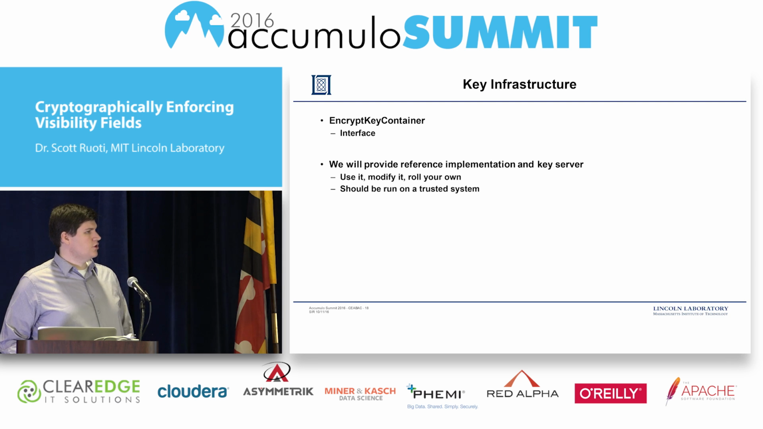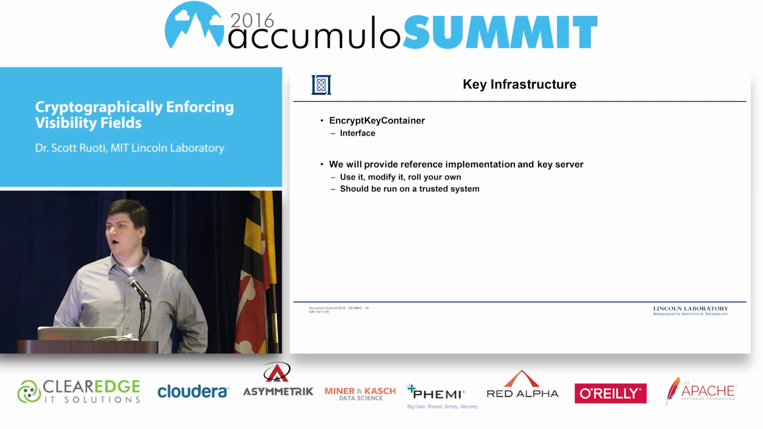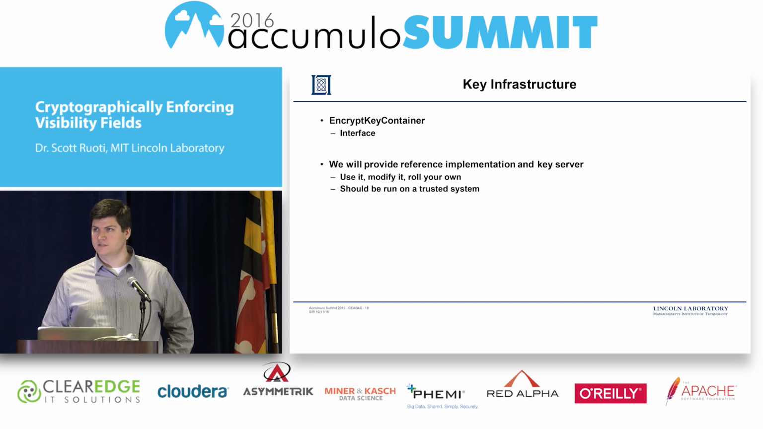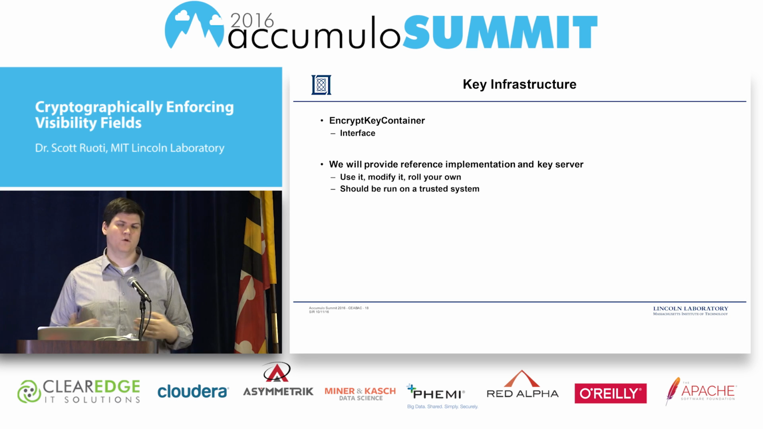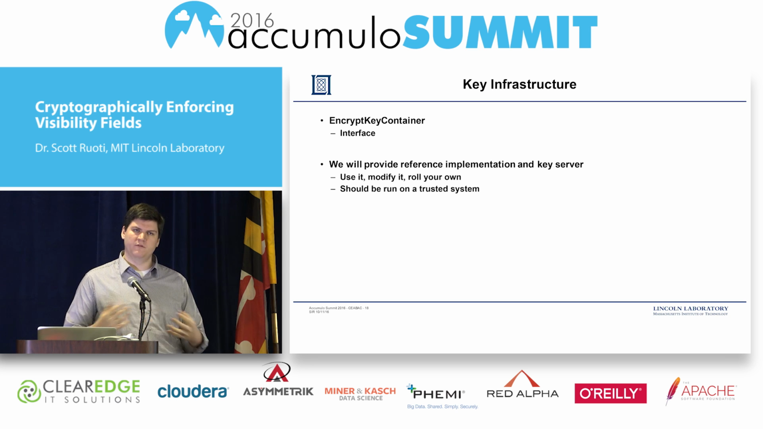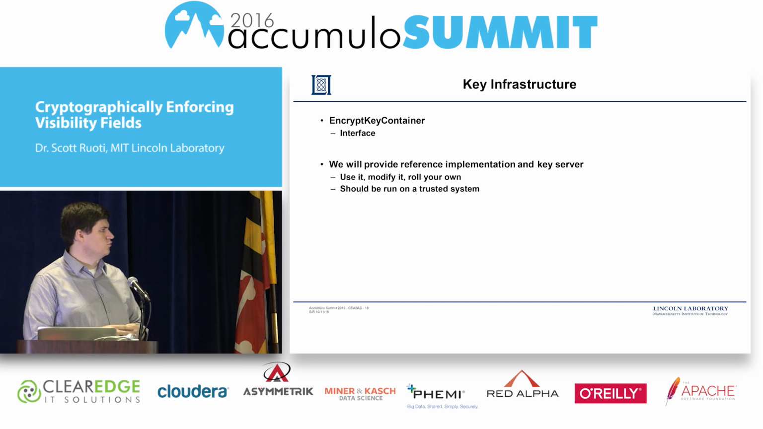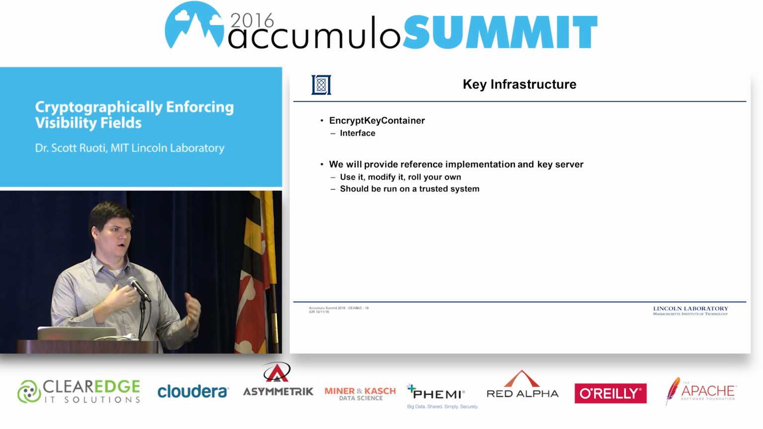So for the key infrastructure, there's a single class, which is the encryption key container. I misspelled it there. It's an interface, and any class that follows this interface can be used to host keys. What this means is you can either roll your own key setups or you can use one that we will be providing. We're going to provide a reference implementation that anybody can use to host their own keys, or they can use it to roll their own, using it as an example. And our system internally uses a separate instance of Accumulo to store these key wraps. So you do need to run it on a trusted system.